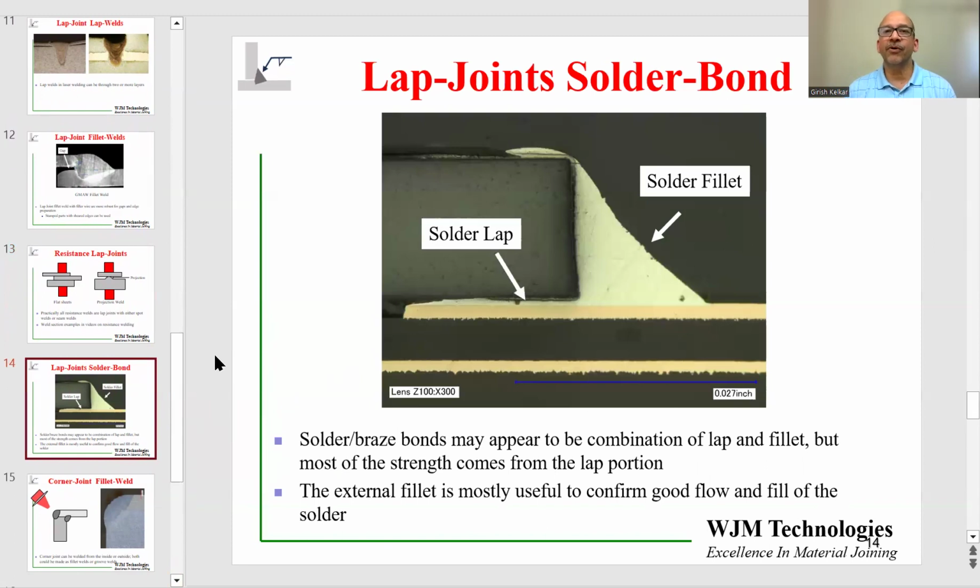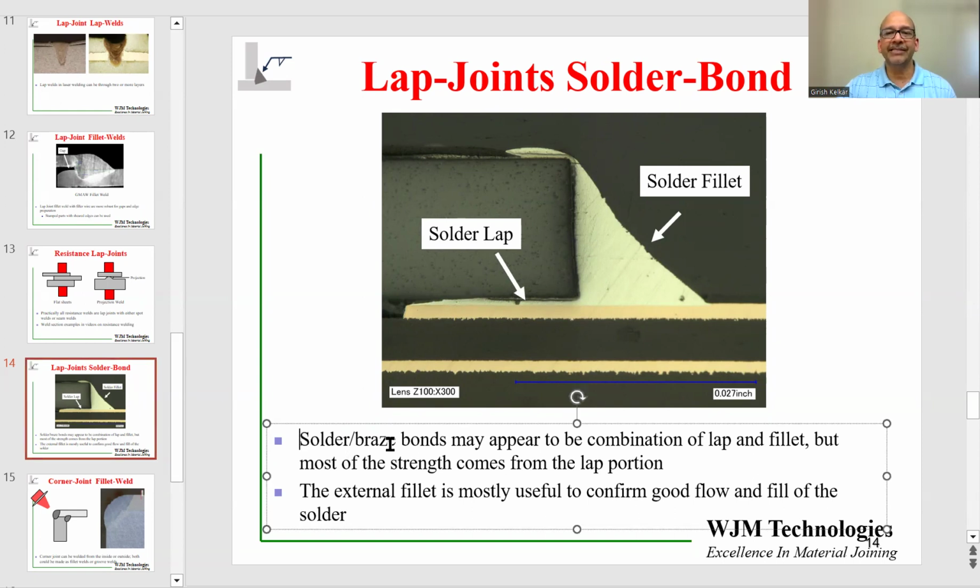Another application for lap joints is soldering. This is a very common application. We can see the cross section shown over here. This is an electronic device, an alumina capacitor. This is a copper trace on a circuit board, and this is the fillet made with the solder. So you can see that the solder has formed an external fillet, and the solder has also gone between the two components in the solder lap location over here.